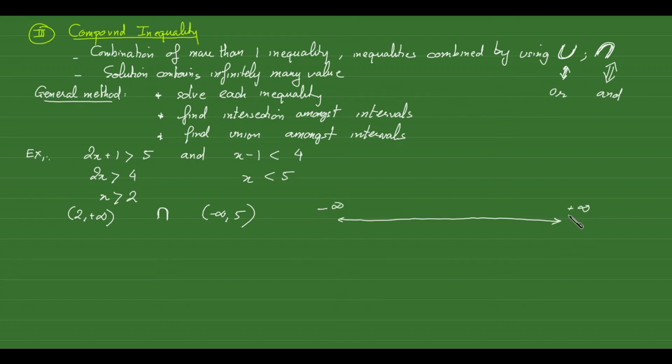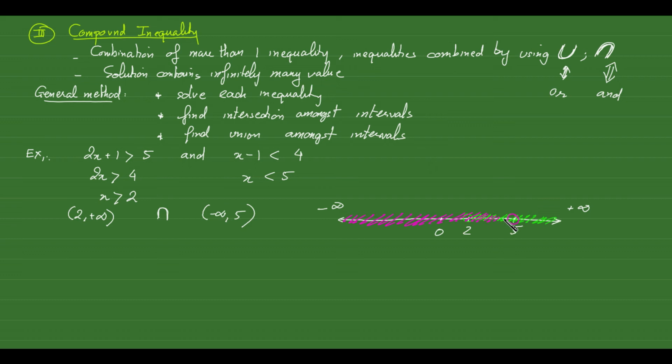It means we want to find where the two different colors overlap each other. So it will be 0 here, 2 here and 5 here. This goes from 2 to infinity, so let me use the green one: 2 to infinity, like that. And the other one, let me use the purple one: negative infinity to 5, so 5 right here.